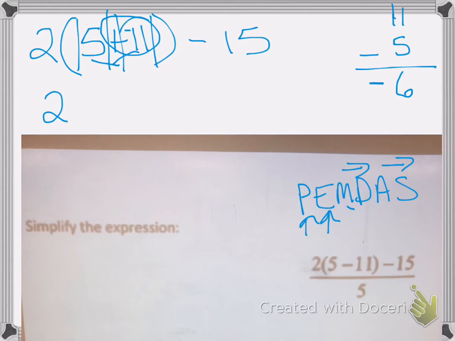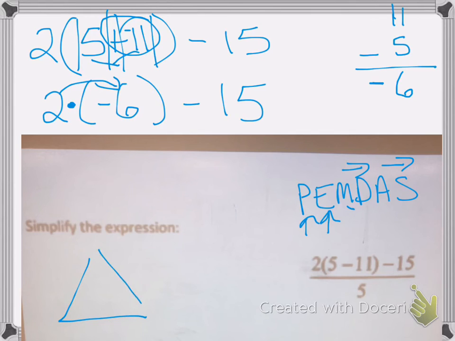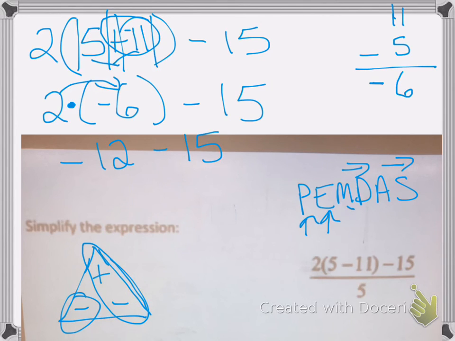So now we've got 2 outside, negative 6, minus 15. When you see this, you've got multiplication, so I have to multiply 2 times negative 6. Well, for 2 times negative 6, we need to know our triangle. We've got a positive 2 and a negative 6, so we know our answer is going to be negative 12. Minus 15. When you see subtraction, you add the opposite. Don't forget the part where you do the opposite. Okay, add the opposite. So originally it was minus 15, so it's plus negative 15.